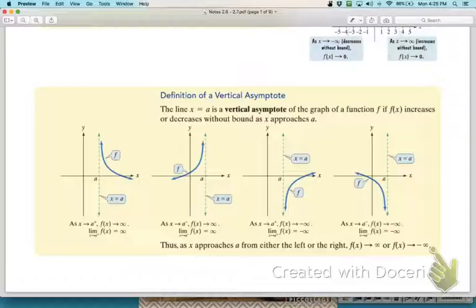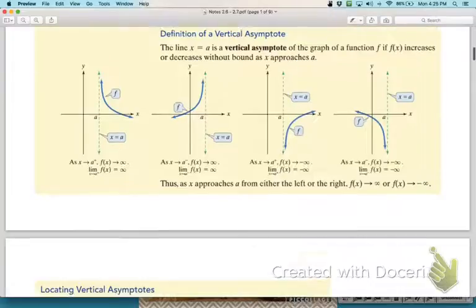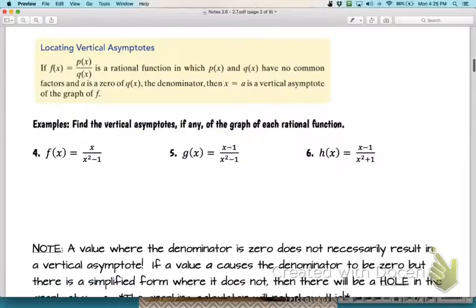It's going to get close, but it's never actually going to get there. So the way that we find a vertical asymptote is that if f of x is equal to p of x over q of x, so that's some sort of rational function. But here's the important part.